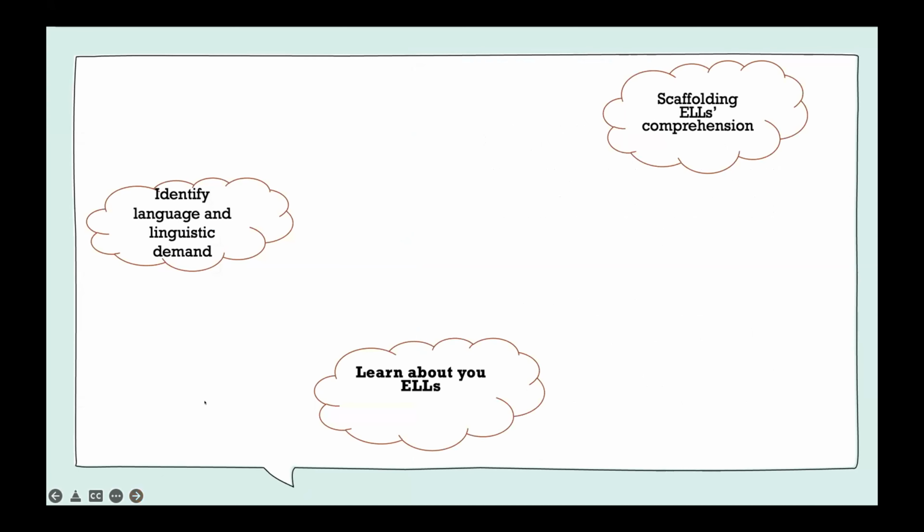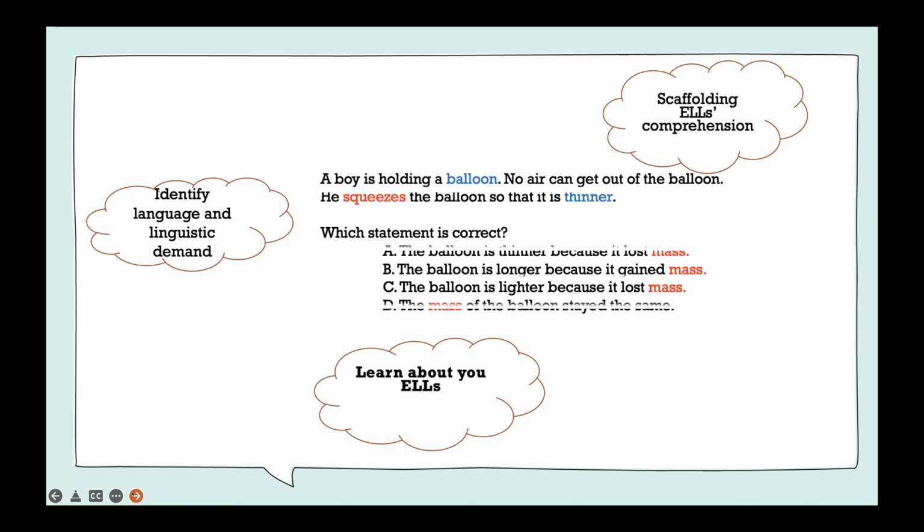Okay, so usually we have 3 steps to predict what kind of challenges our English language learners face when they work on the content area assessment, either in the classroom or the state assessment. So definitely it's very important, first of all, to learn about English language learners, like their English language proficiency level, their content knowledge level, or their home schooling experiences in a home country.